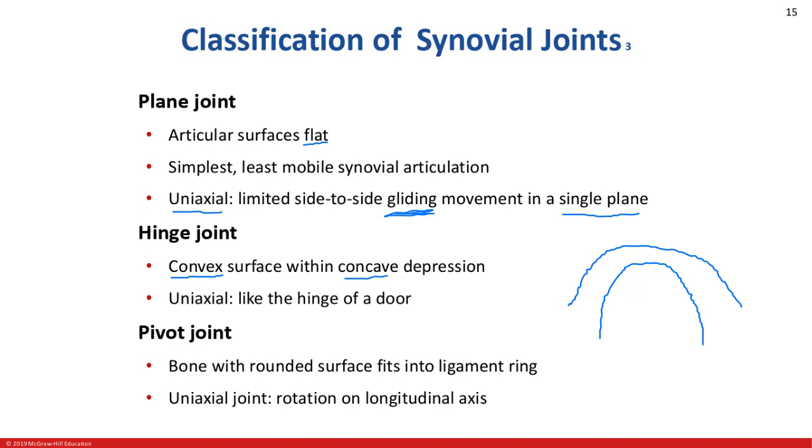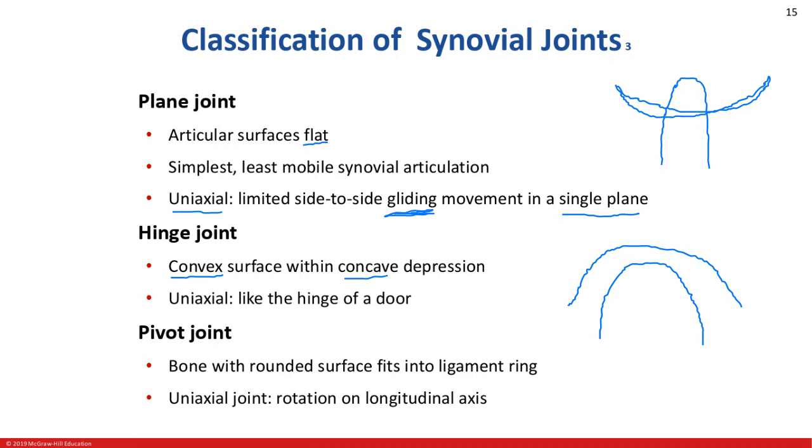We have a bone that has a rounded surface like this, and then it's going to fit into some sort of ligament ring. You probably don't remember this because I only mentioned it once. I'll just tell you. A pivot joint is C1 on C2. Remember the dens, or the odontoid process, and how it sat right behind C1, the atlas? And there was that ligament that held it against there, the transverse ligament.